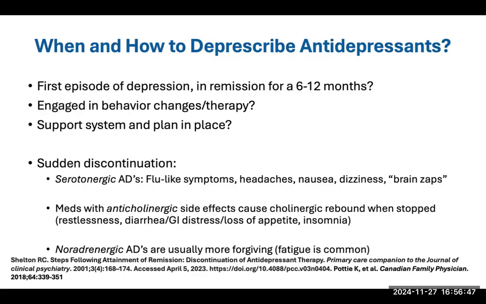So, we've talked about those serotonergic antidepressants often will cause those kind of flu-like symptoms or brain zaps. Meds like paroxetine that have an anticholinergic effect in addition to its serotonergic effect. Sometimes when that anticholinergic effect is stopped suddenly, you get a cholinergic rebound. So whereas you get constipation when you block acetylcholine receptors, when they're suddenly unoccupied, sometimes you get things like diarrhea. And then the noradrenergic antidepressants like bupropion are often a lot more forgiving than the serotonergic ones.